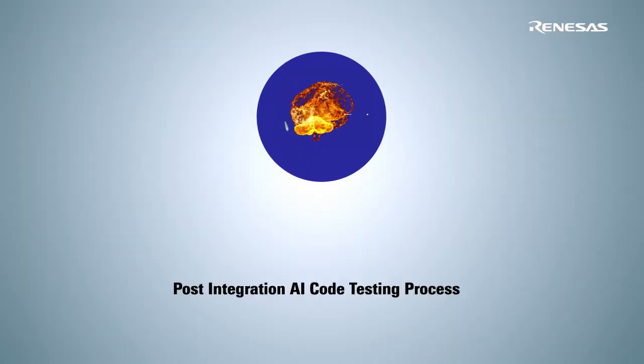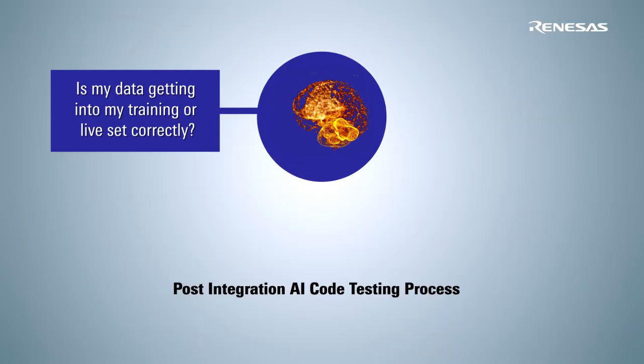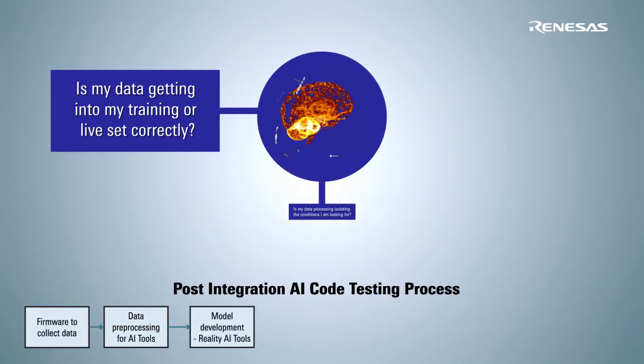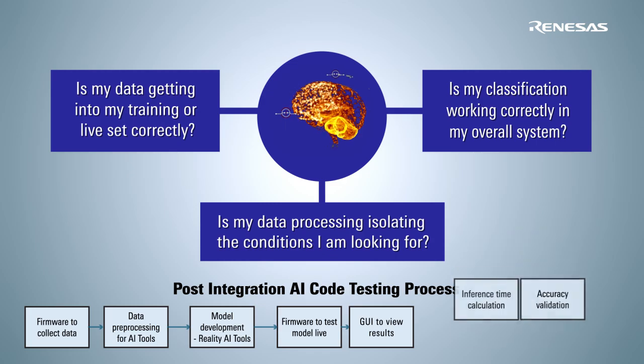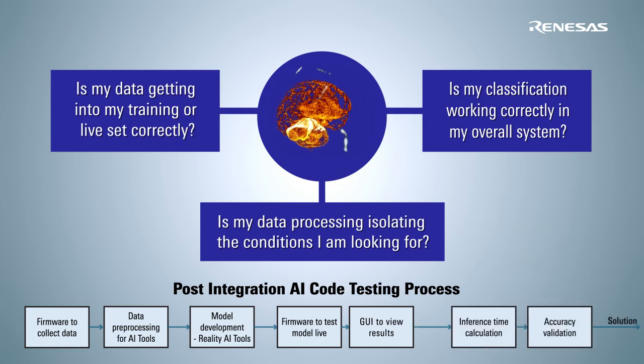There are 3 things you need to look at. Is my data getting into my training or live set correctly? Is my data processing isolating the conditions I'm looking for to make a decision? And is my classification working correctly in my overall system? We've already reviewed the first 2 in previous videos.